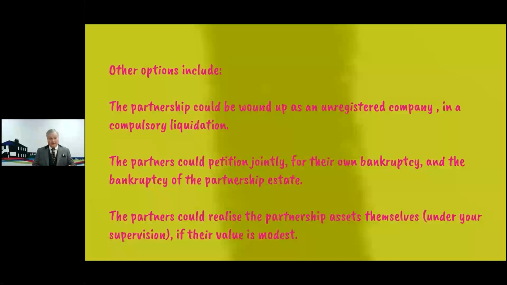The other options that you've got, other than winding up the joint estate in bankruptcy, would be to wind up the partnership as an unregistered company. And for that, you would need to get a winding up order against it, so it is wound up effectively as a compulsory liquidation. If the partners are well organised, understand their obligations, and are looking at this from the aspect of what is in the best interest of creditors and the insolvency practitioner dealing with this, a series of very big ifs there, then they would be able to petition jointly for their own bankruptcy and at the same time for their partnership estate to be wound up in bankruptcy as well.